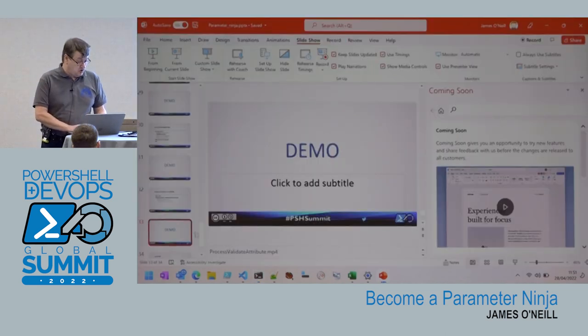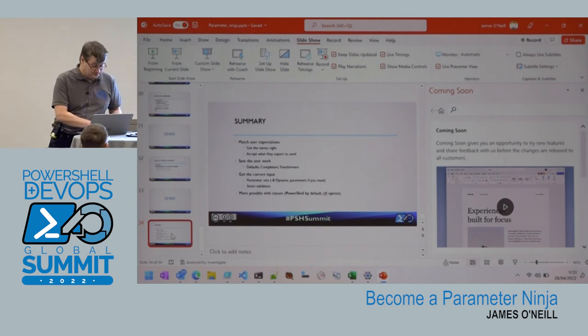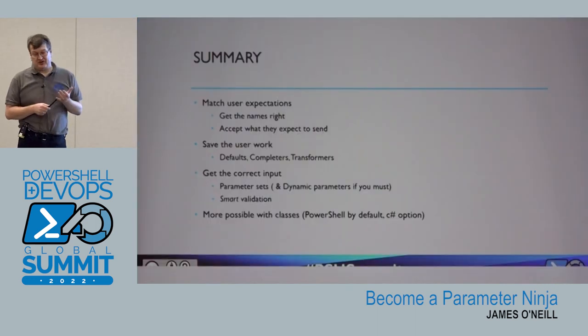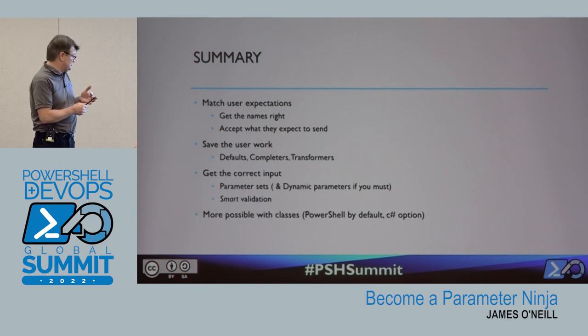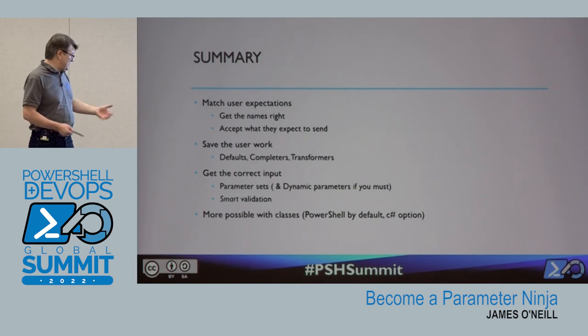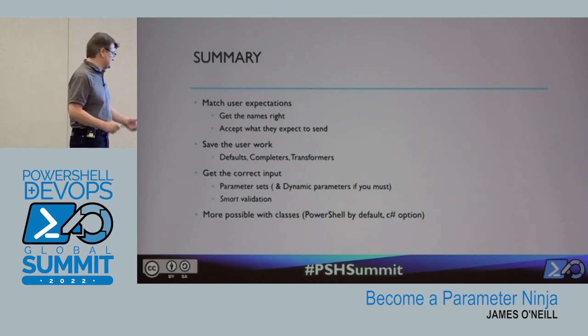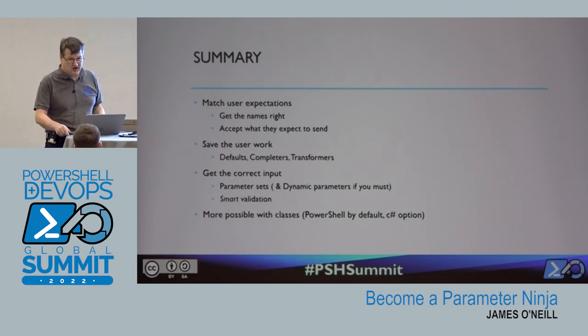Okay. We made it to the end and we've only overrun by 5 minutes. So quick summary. From the stuff we saw at the beginning, first off, try and match users' expectations. That's names. Accept the stuff that the user wants to send you. Save the user work. Good defaults, completers, transformers all do that. Parameter sets and dynamic parameters help you get the input correct, and making the validation smart does the same. And classes just extend the capabilities of what you can do. We're done. Anyone feel like a ninja now?